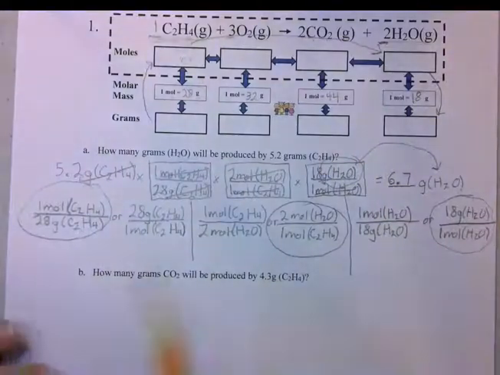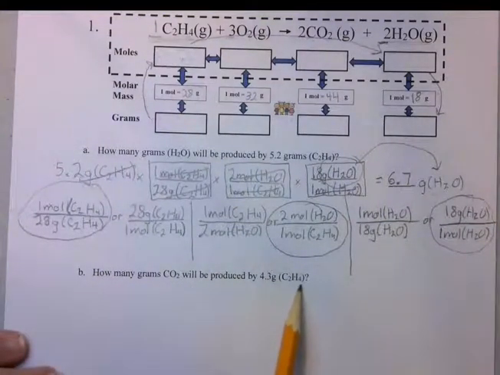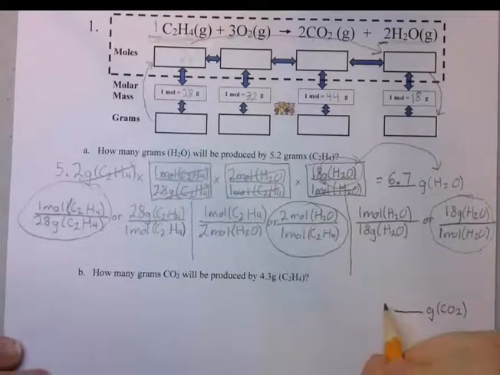All right, so it says how many grams of CO2 will be produced by 4.3 grams of C2H4. Okay, so it's asking for how many grams of CO2. So way over here on the right, we have grams. So you have your unit of measure, whether it's grams or moles, and what substance you're talking about. You got to be sure to have both of those. Otherwise, it's very easy to get confused in one of these problems.